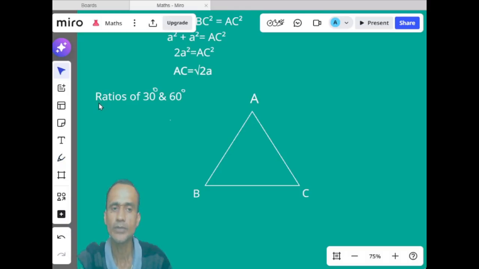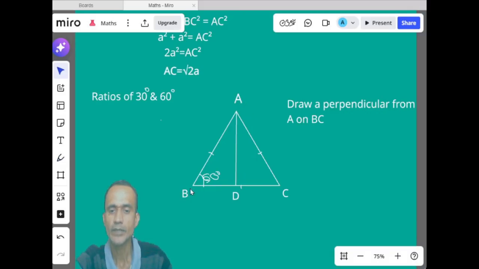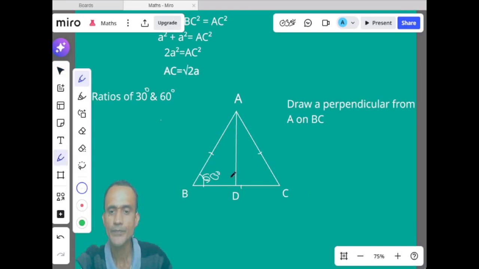So now we'll try to find out the trigonometric ratios of 30 degree and 60 degree. Let us take a triangle ABC. So this is an equilateral triangle. So it has all three sides equal, and we know the angles of an equilateral triangle are of 60 degree. So all these angles are 60 degree. So now let us draw a perpendicular from A on BC. So you draw a perpendicular AD on BC. So this is a perpendicular, so this angle is 90 degree.